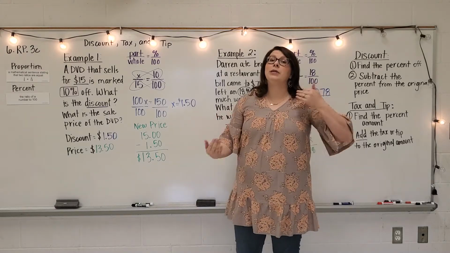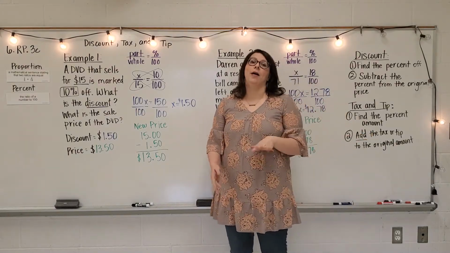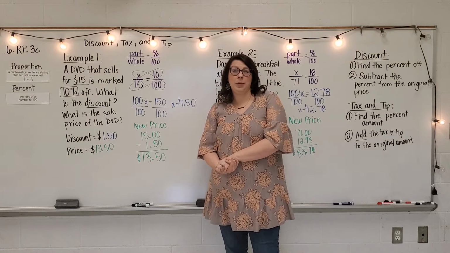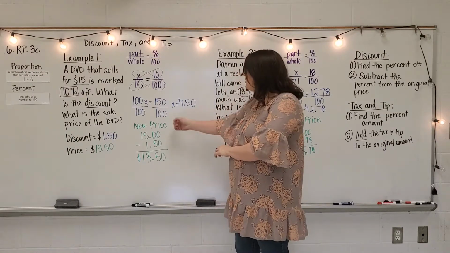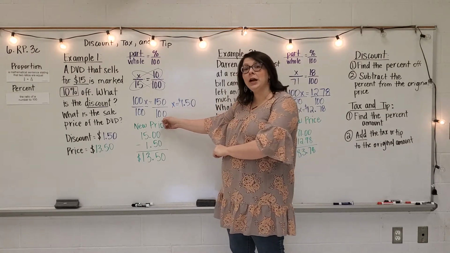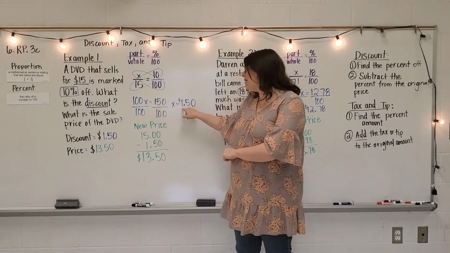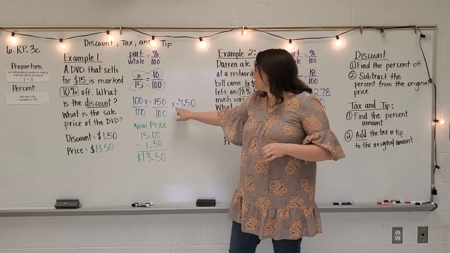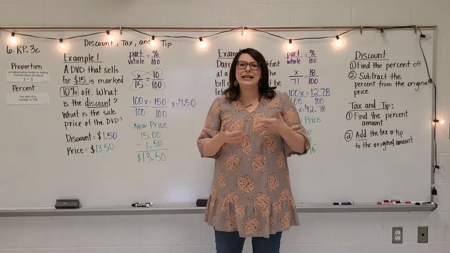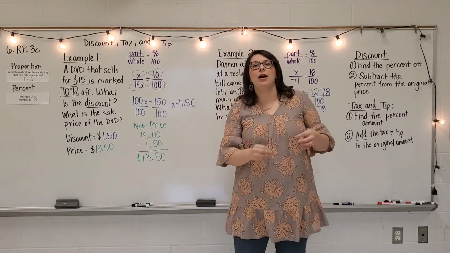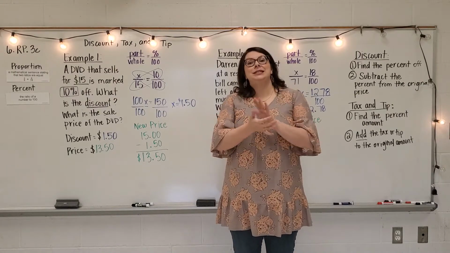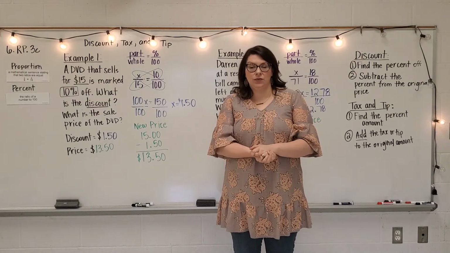Now, you can remember back to 5th grade when we talked about multiplying and dividing by powers of 10, because we are dividing by 100. That just means we're going to move that decimal 2 places to the left, and we get our answer. This is the answer of what is the actual amount of the discount. The discount itself is $1.50.